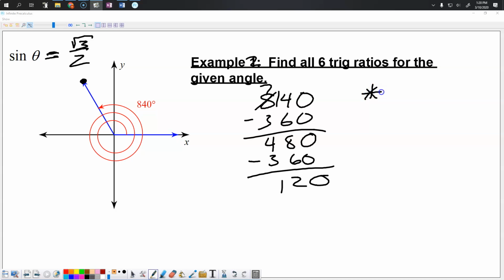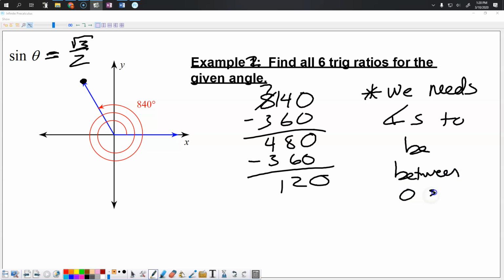A little note you might want to add then is, we need angles to be between 0 and 360.